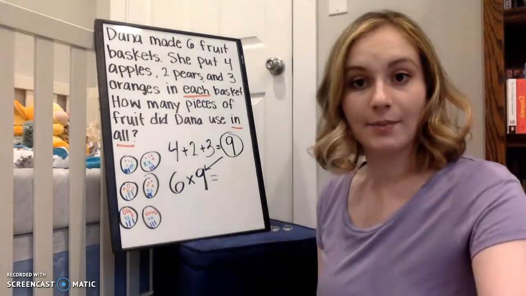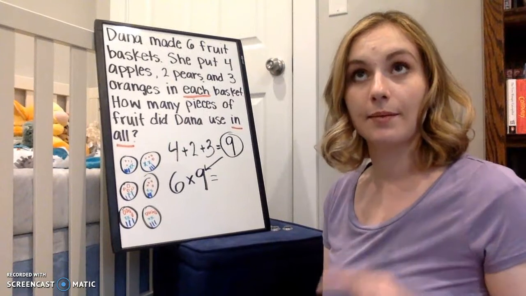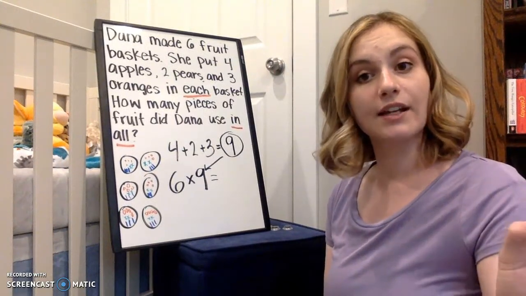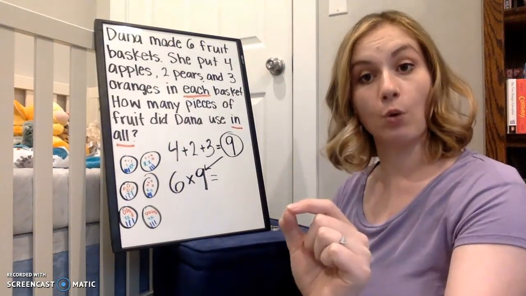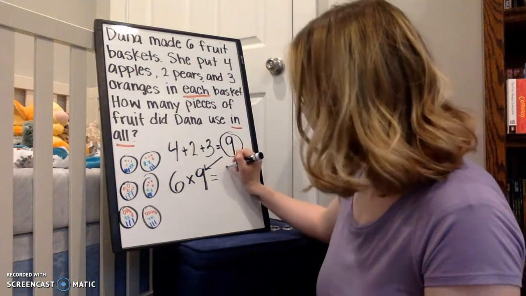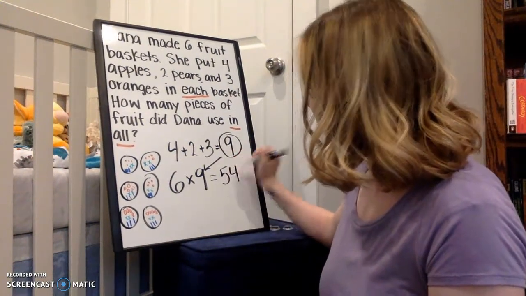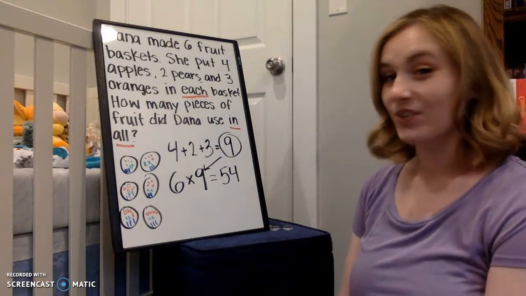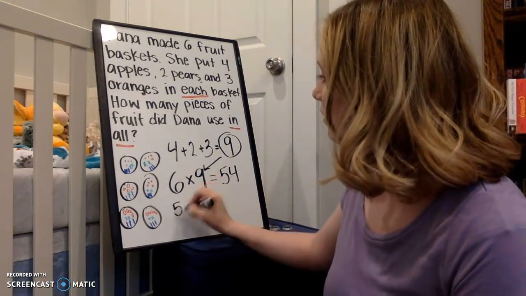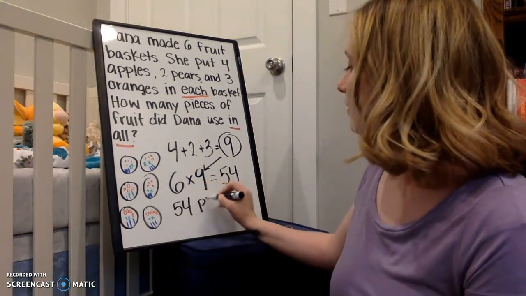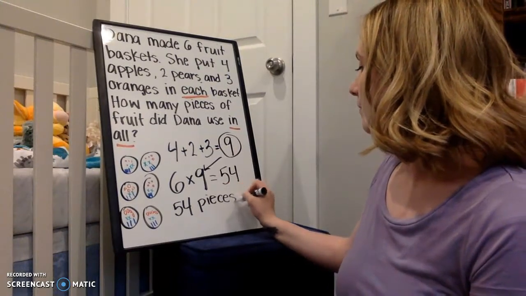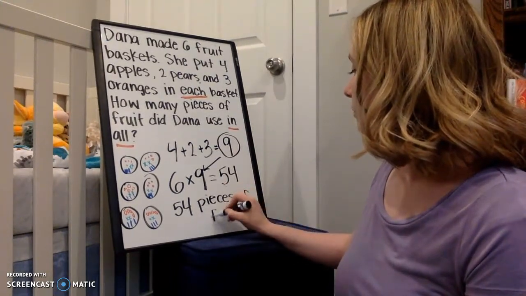Now, what is six times nine? Six times nine, it starts with a five. Its pair is a four, 54. Okay, and it's not just 54, it's 54 pieces of fruit.